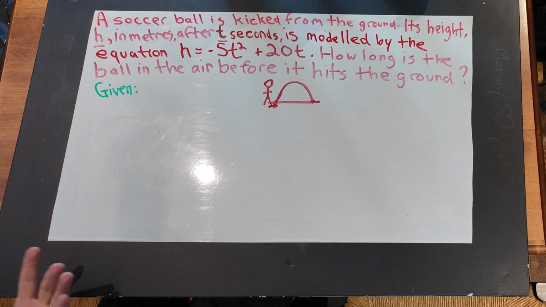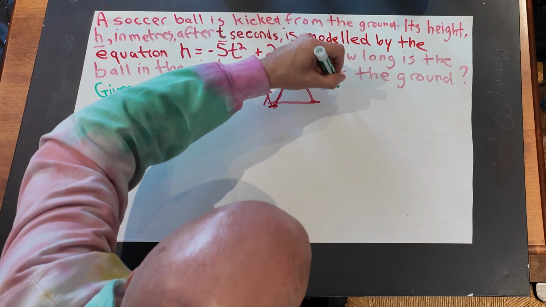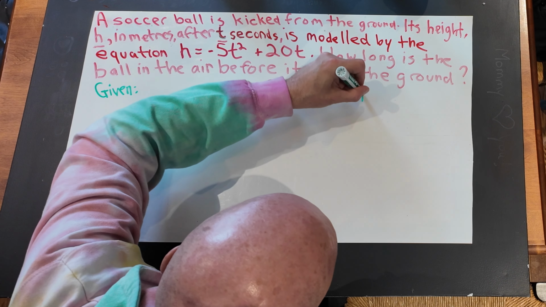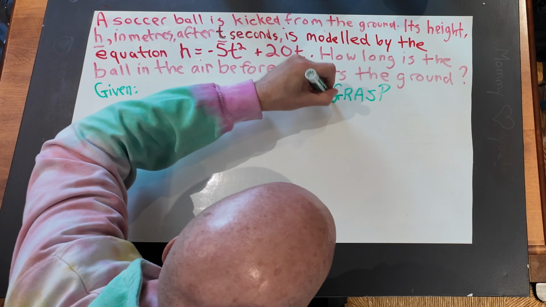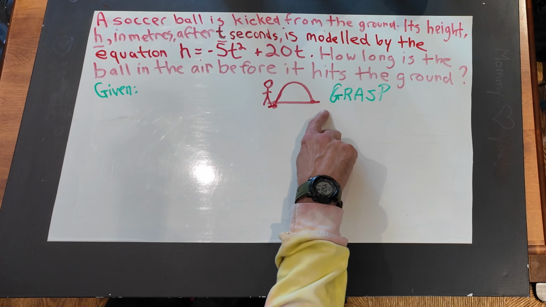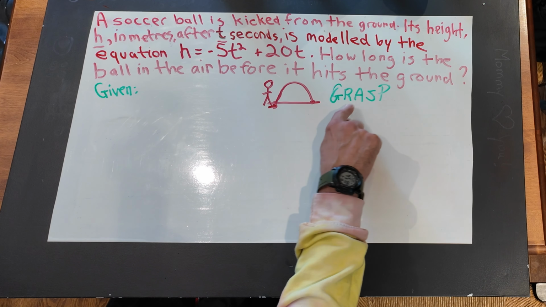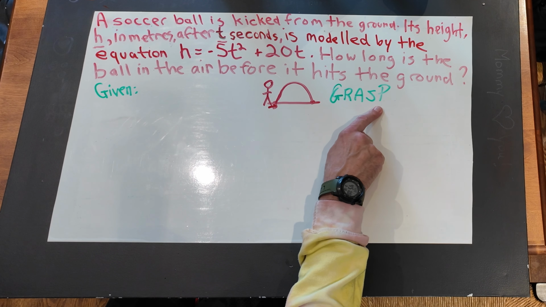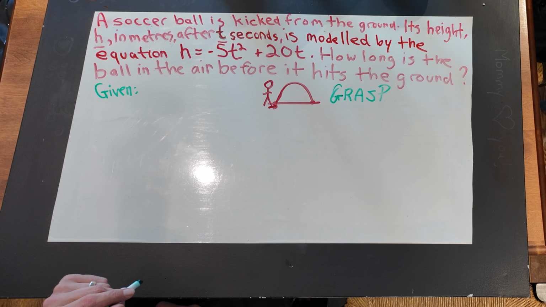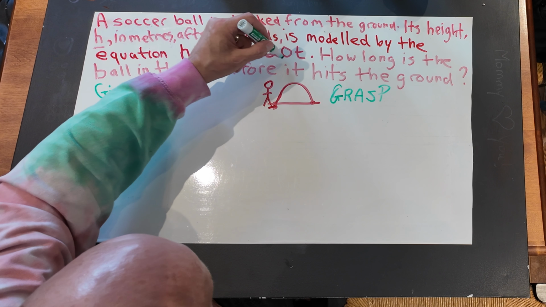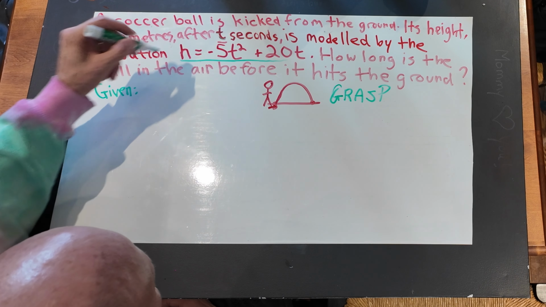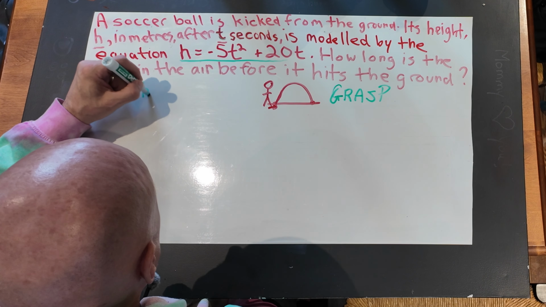Now, in order to solve this problem, in order to solve any problem, we're going to use the GRASP method. GRASP, G-R-A-S-P, is an acronym, and it stands for given, required, analysis, solution, paraphrase. And I might leave the paraphrase out if I run out of space. So with the given, what are you going to do? You're going to look at all of the things that you're given. You're given this thing, right? So you're given the equation for the ball.